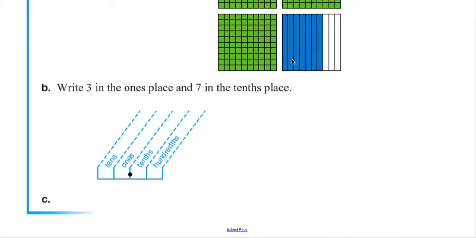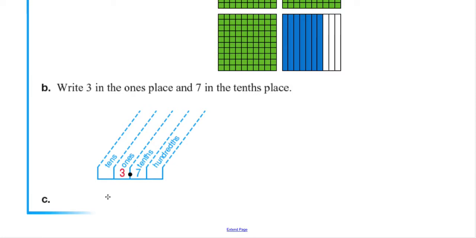Okay, so we know for a fact that we have 3 whole blocks and 7/10 of a block. So 1 whole block represents the ones place. So we write the 3 in the ones place. And since there are 7/10 of a block, we write the 7 in the tenths place.